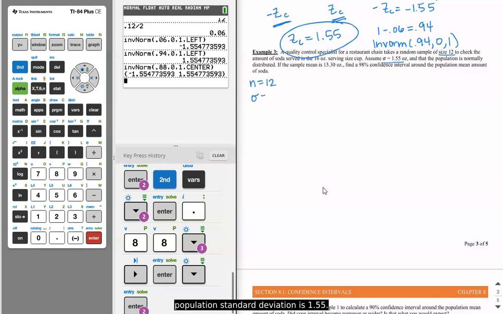Population standard deviation is 1.55. Sample mean, X bar, is 13.3. And our confidence level is 0.98, right? So what we're trying to find is this interval: X bar plus or minus the margin of error.